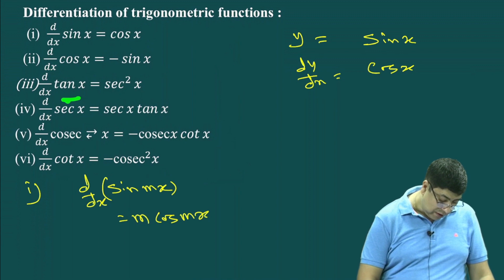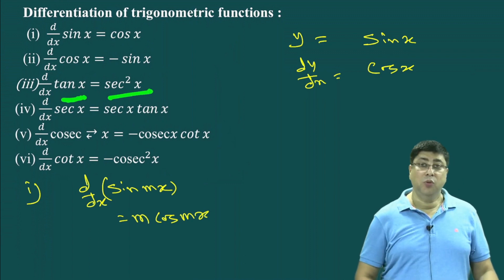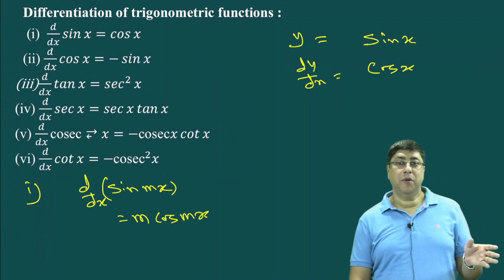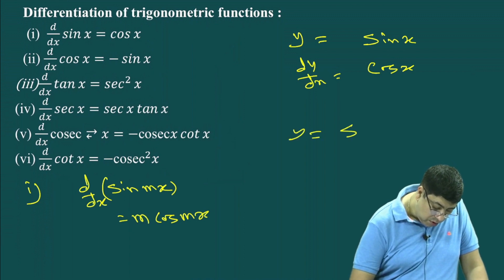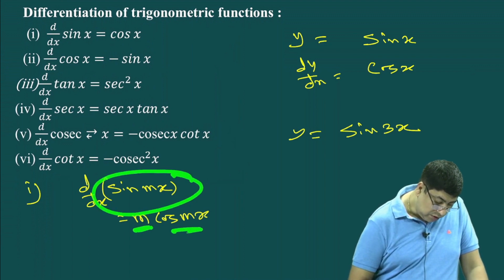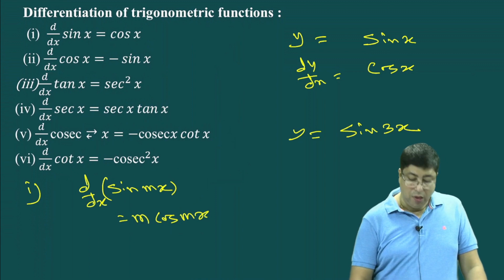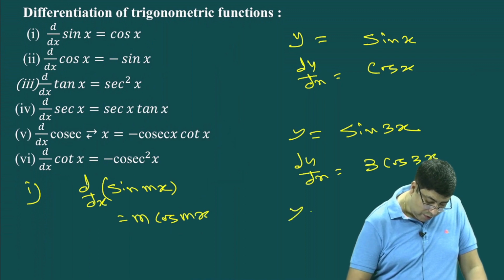Now tan mx, its derivative is m sec square mx. So whenever it is m, m is coming outside. For example, I am giving one example here. Suppose y equal to sin 3x. According to the sin mx formula, m is coming outside, so d/dx gives 3 cos 3x. For example, y equal to sec 7x.